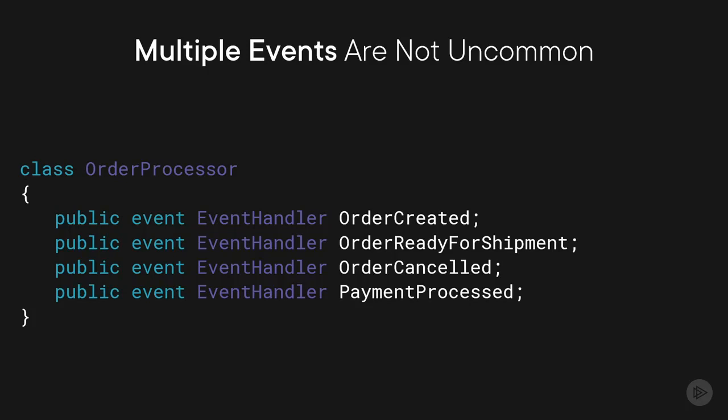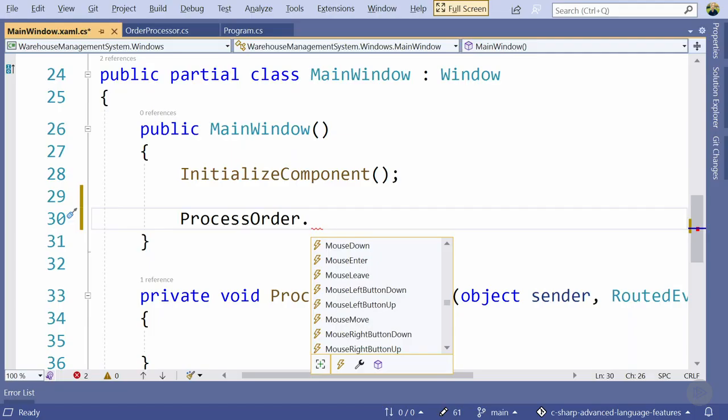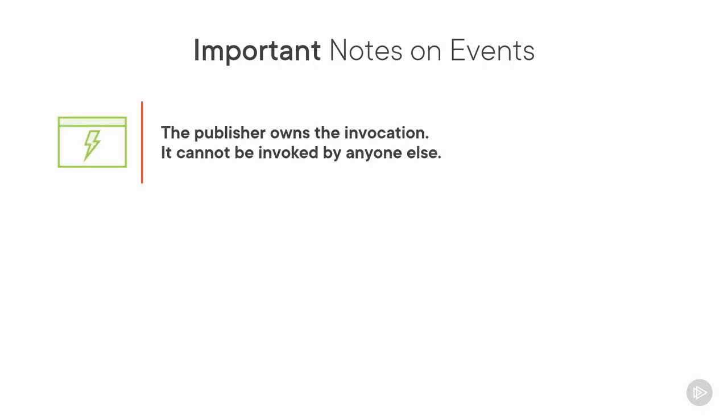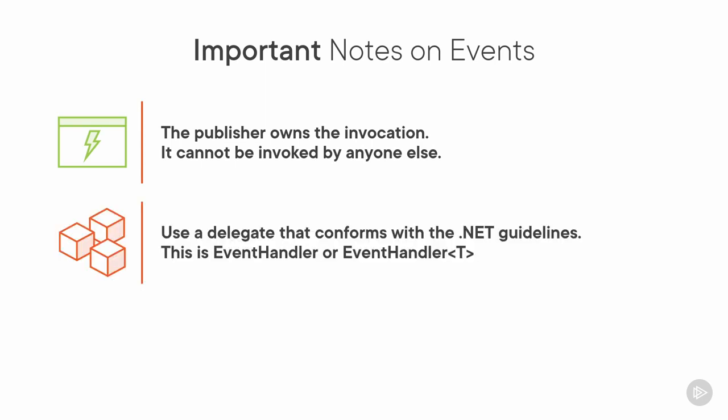A publisher may have multiple different events defined. This is something you will see a lot, especially if you work in UI applications. With events, the publisher owns the invocation. And also, the events should be using a delegate that conforms with the guidelines.